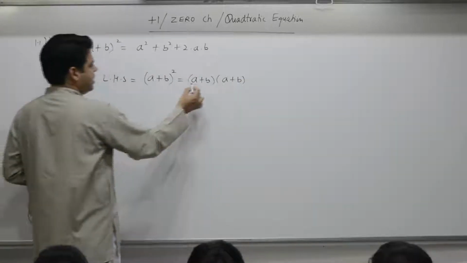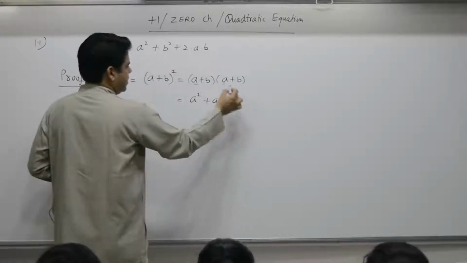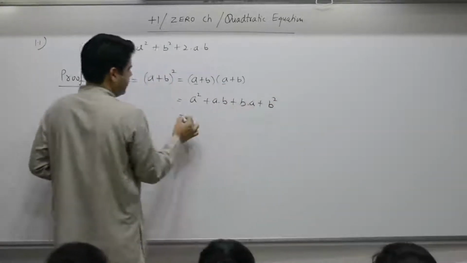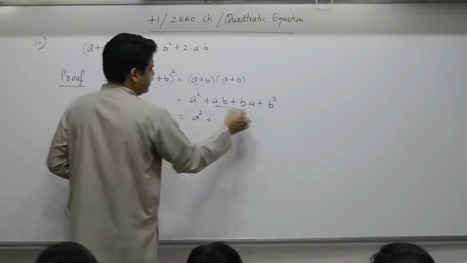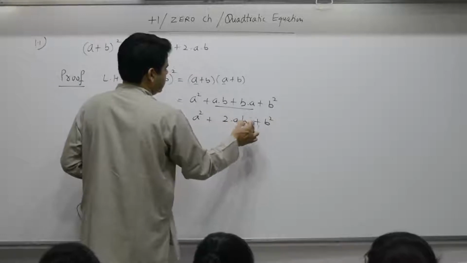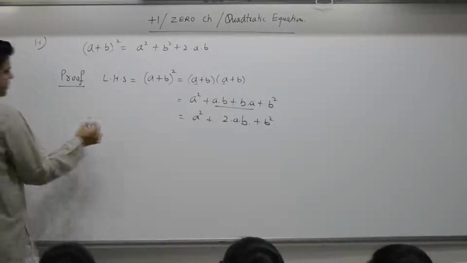This comes out to what? A into a is a square. Everything you have covered in the class. B into a plus b into b is b square. What you get is a square plus 2ab. This is what the result is. All of you know it. Confirmation is something different.